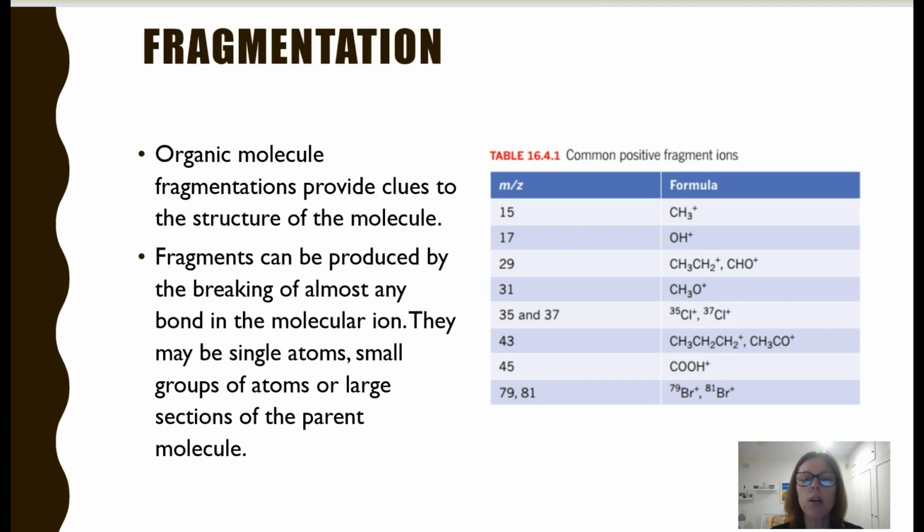So these can help provide clues to the structure of the molecule, and the fragments are produced by breaking almost any bond in the molecular ion, and that can be atoms, groups of atoms, or even large sections of the molecule. And if we find that the difference between the parent ion and one of the other peaks is 15, it's more than likely that a CH3 has been knocked off there. If the difference is 17, it's likely to have lost an OH. Again, 29, 31, 35, and 37, when we have peaks there, they are often our chlorine atoms. 45 is your COOH. So you can see how we can start to form a picture, and you'll see that even more so as we do some examples.